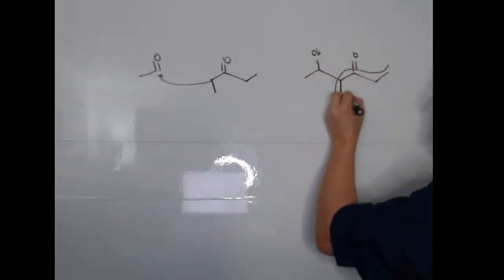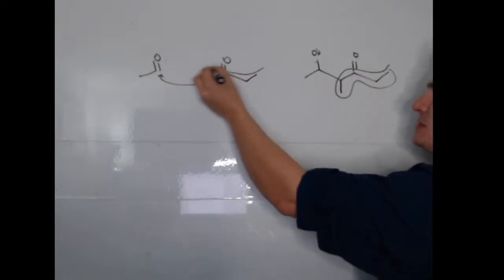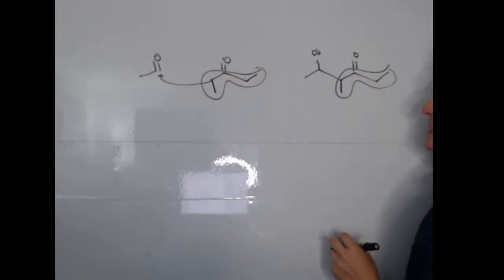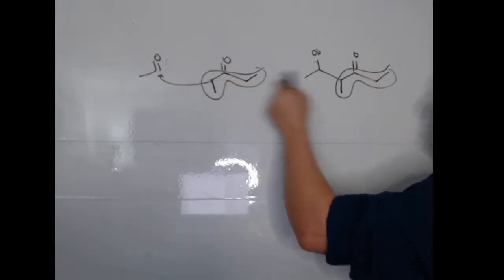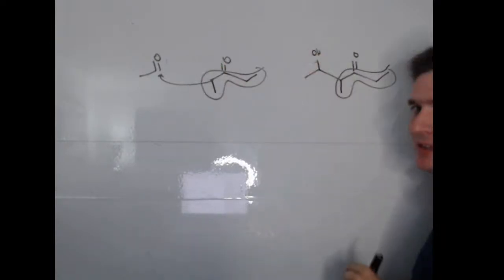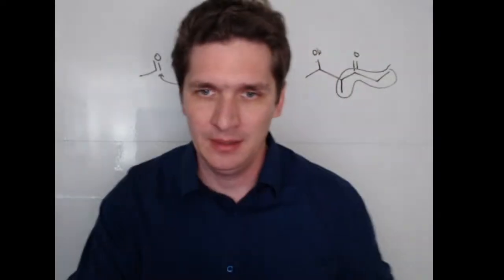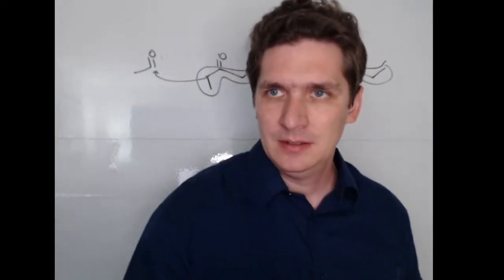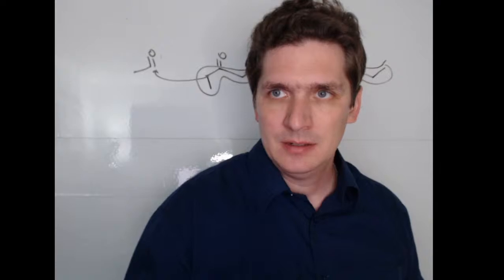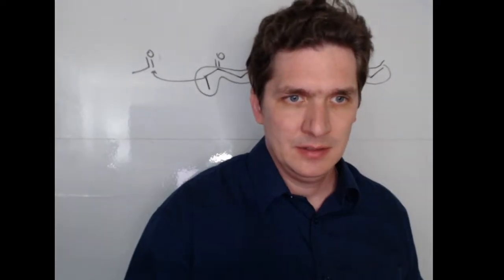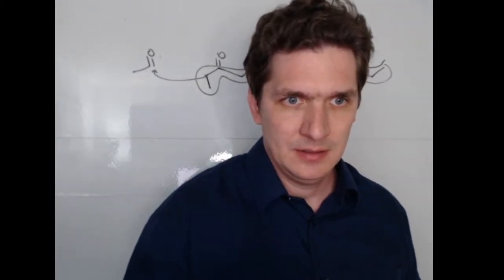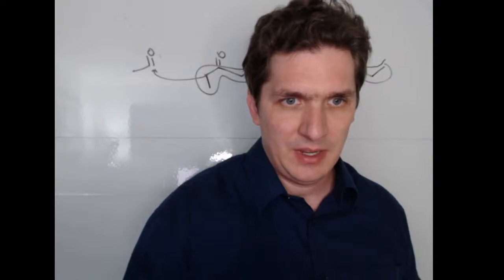So this is actually that starting 5-membered ring, but it's just drawn differently. So what happened here is it just turned the methyl group down, and then that attacked the aldehyde. Page 5.